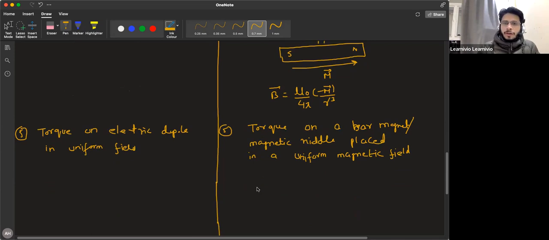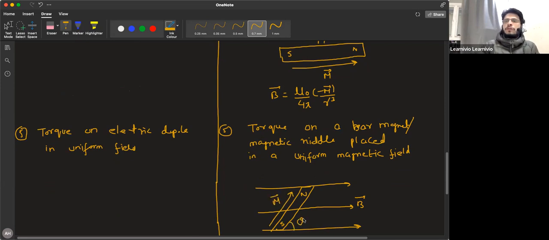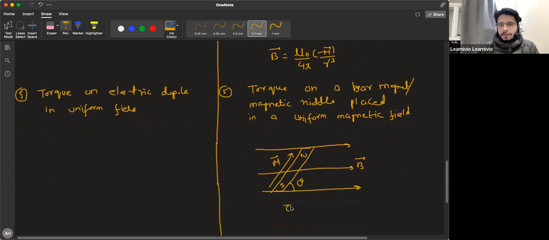So if you take a bar magnet and you place that bar magnet in a uniform magnetic field, this is the south pole and this is the north pole. This is the direction of magnetic moment. This is the angle theta. The torque on the bar magnet is m cross B.